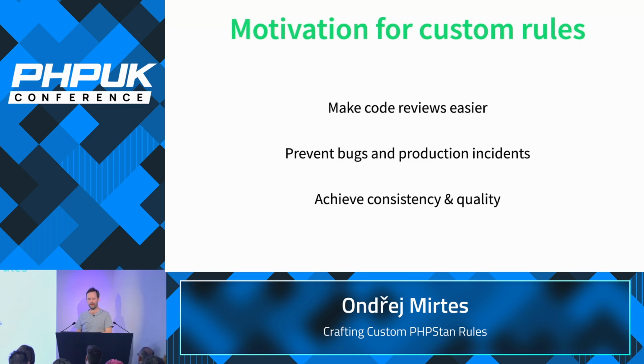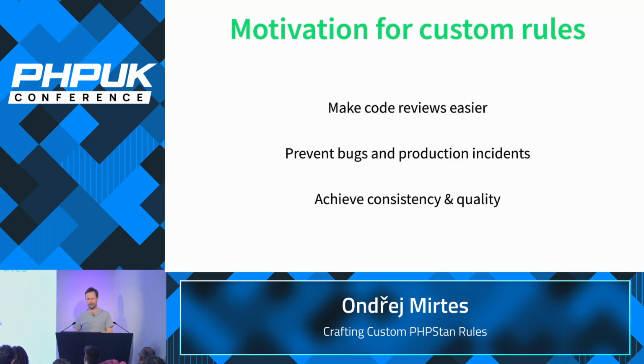Custom rules can also be made to prevent bugs and production incidents. So every time you have a bad incident, a bad bug that got into production, you should look at the code and think about whether this was possible to uncover with a custom rule, just by looking at what the code does and how it works, if it's possible to automate it with PHPStan. And you should do it so that the bug does not happen next time.